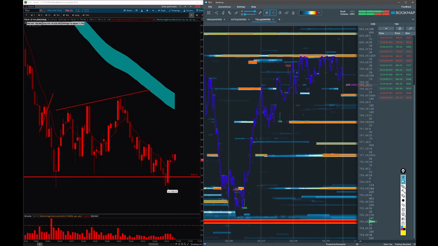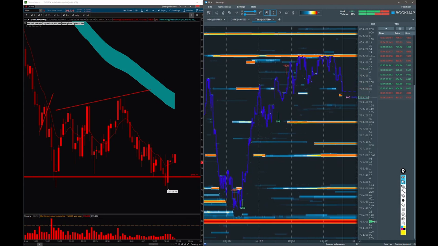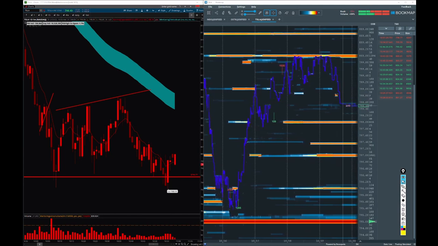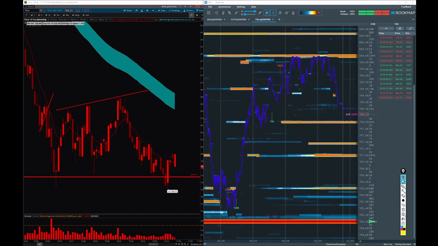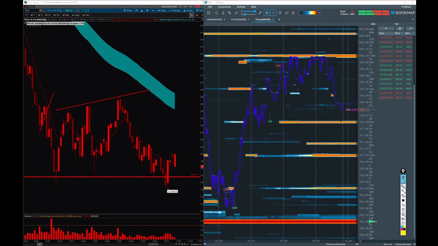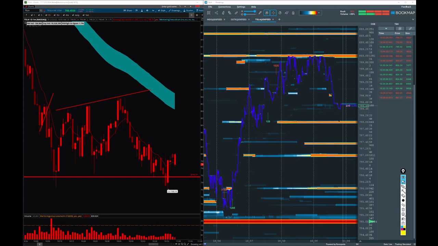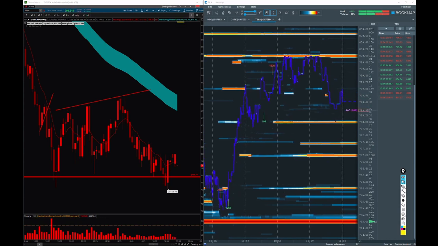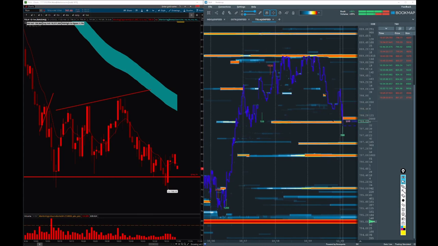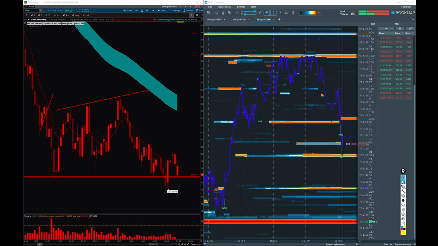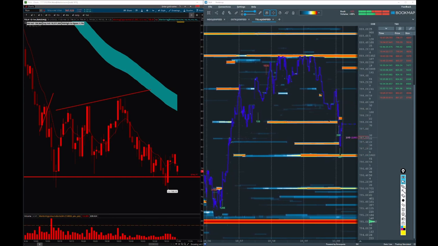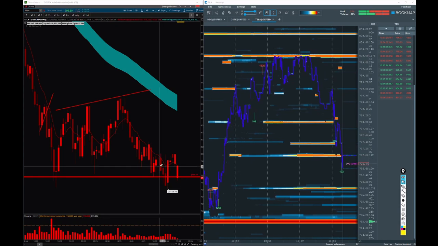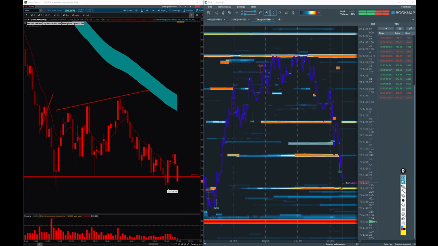So no edge really trading right now. We have to wait. No edge. Rejection from the 800. Again down, so attacking that support over and over.